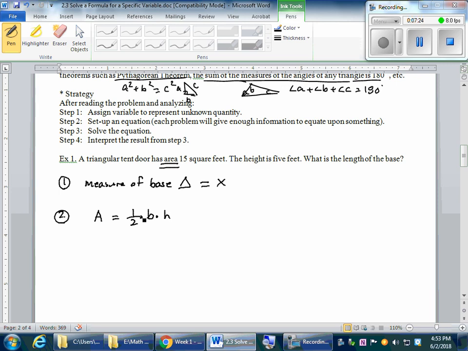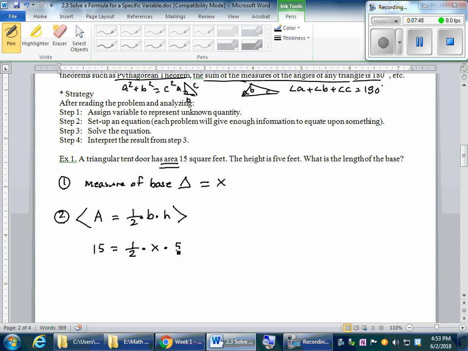Area is 1/2 times the base times the height. And then you just plug it into this formula. This formula is not necessary to write down, but just to recall for us. So that means the area is 15, 1/2 times my base, which we don't know, so that would be x, times the height, which is 5 feet.